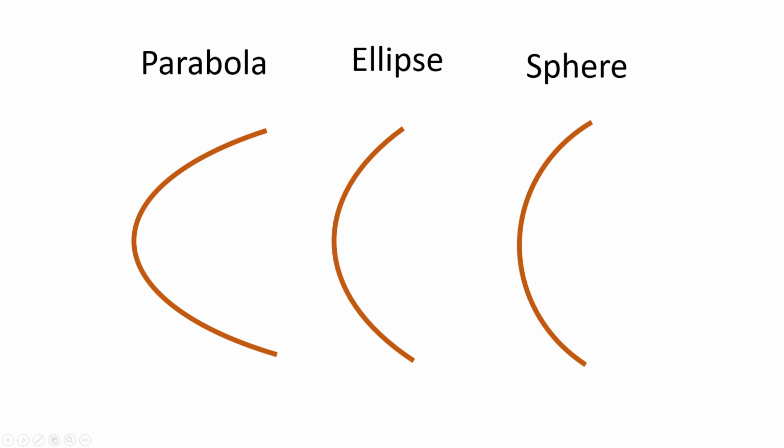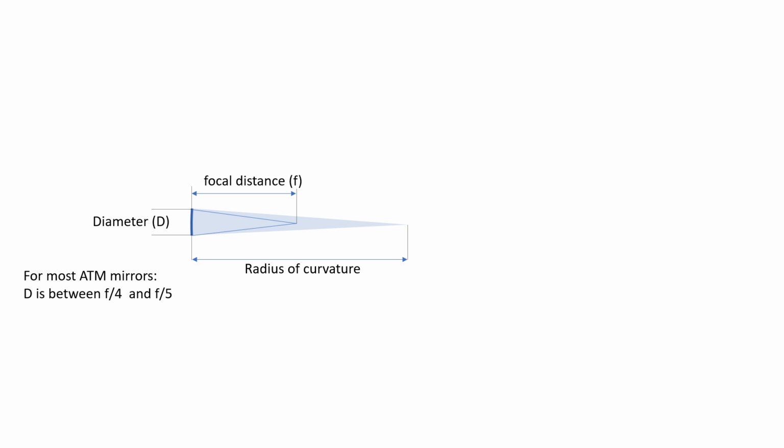Now from the previous you might get the impression that the difference in shape between parabolic and elliptical or spherical mirrors is quite large. But in fact, for most of the mirrors that are made by amateur telescope makers, where the diameter is, let's say, 4 or 5 times smaller than the focal distance, that's actually not the case.